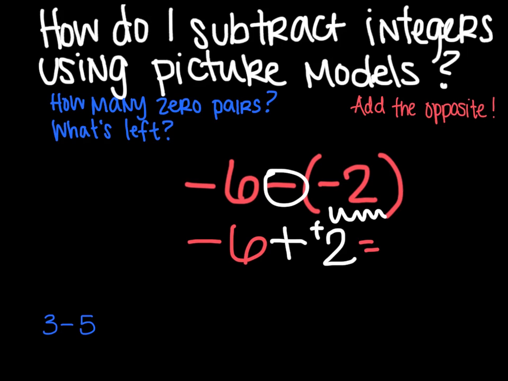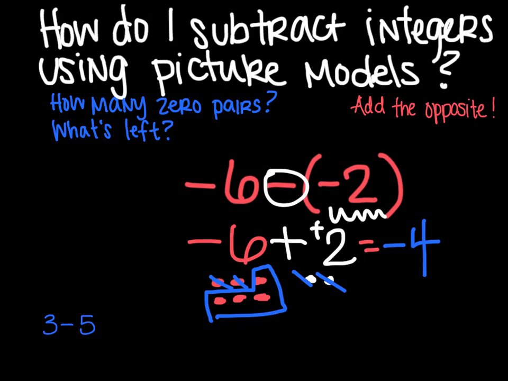You're going to have 6 negatives and 2 positives. And then 0 pairs would be this one and this one. What's left? 4 negatives. So your answer is negative 4.